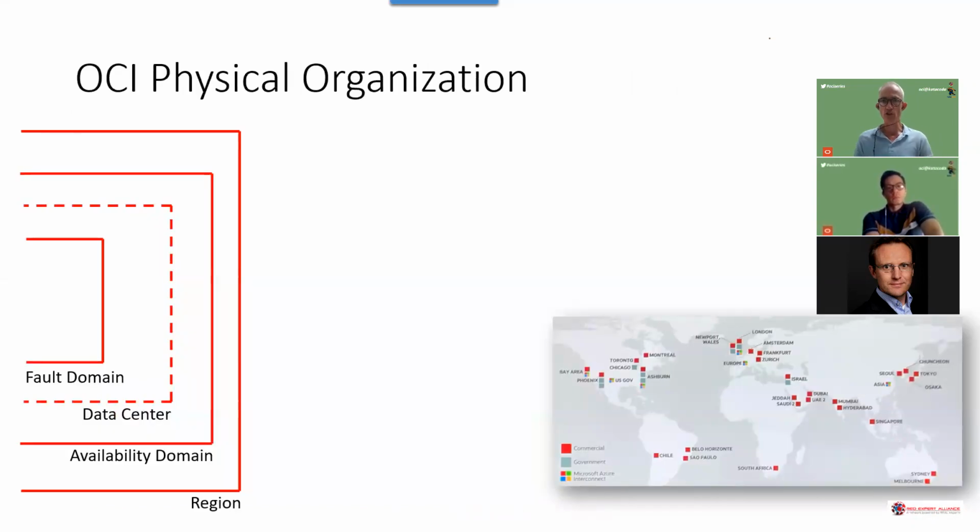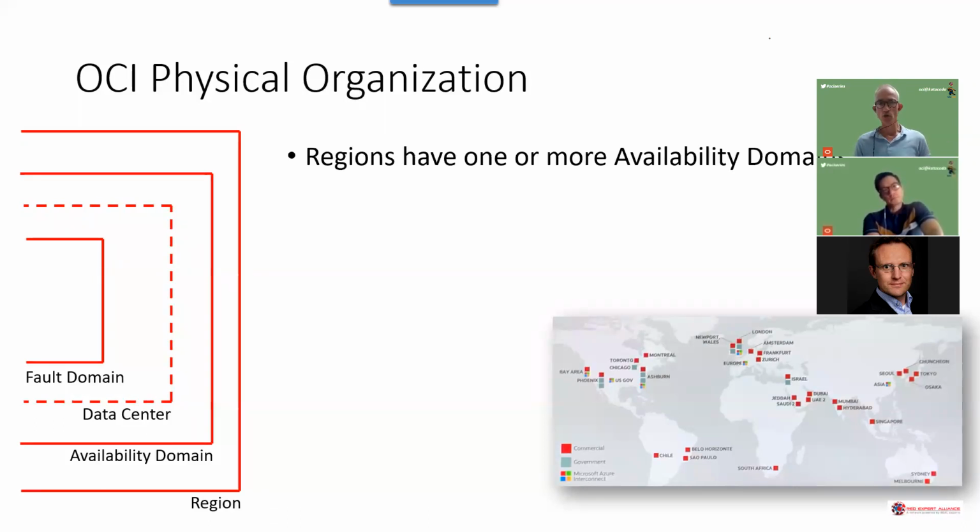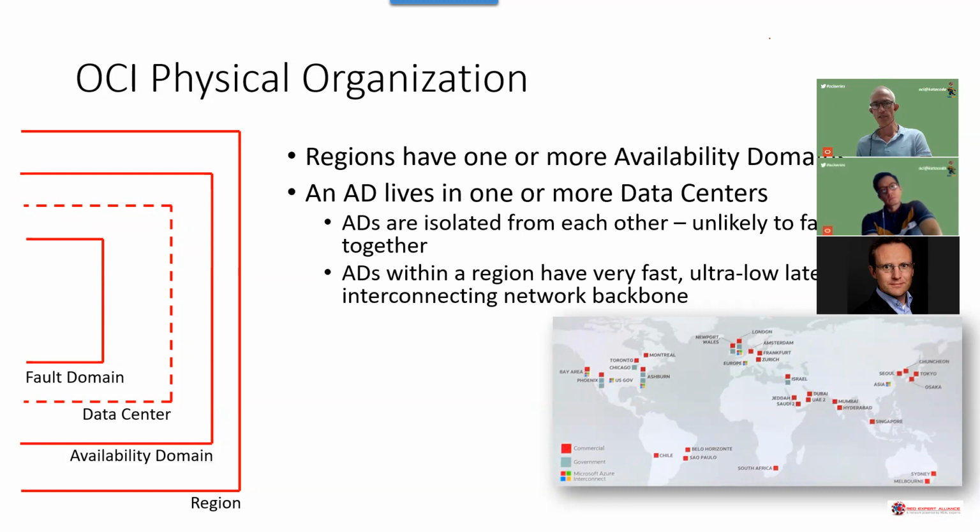A little bit more about the physical organization of the Oracle Cloud Infrastructure. So it starts at the region level, and then you zoom in to availability domains, data centers, and fault domains. So within a region, there's one or more availability domains, and an availability domain lives in one or more data centers. Two availability domains are isolated from each other, so they are very, very unlikely to fail together. So if you are looking for high availability of your applications, make sure that resources are replicated across two availability domains, and you're reasonably safe from disaster.